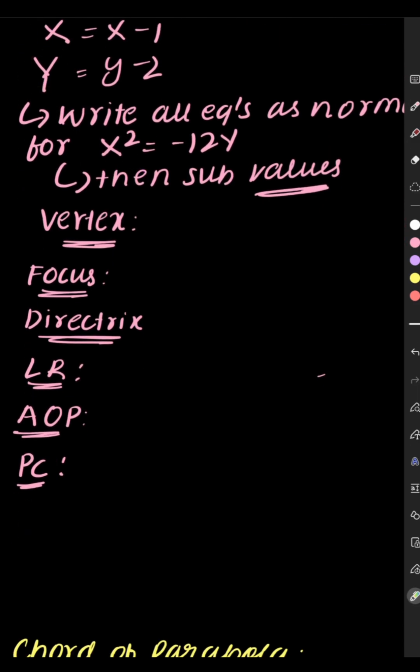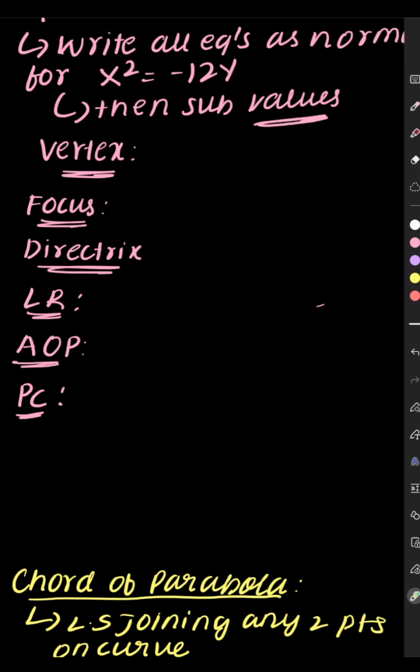Now you have a standard parabola which is capital X square equals minus 12Y. You can just write the coordinates for capital X square equals minus 12Y, and wherever you are writing capital X, later substitute it with x minus 1. So I'm just going to write vertex and maybe parametric coordinates as well, and we'll see how it goes. So here for a normal parabola which has X square equals minus 12Y, we write the vertex to be 0 comma 0, and we write the parametric coordinates to be 2at comma minus at square.